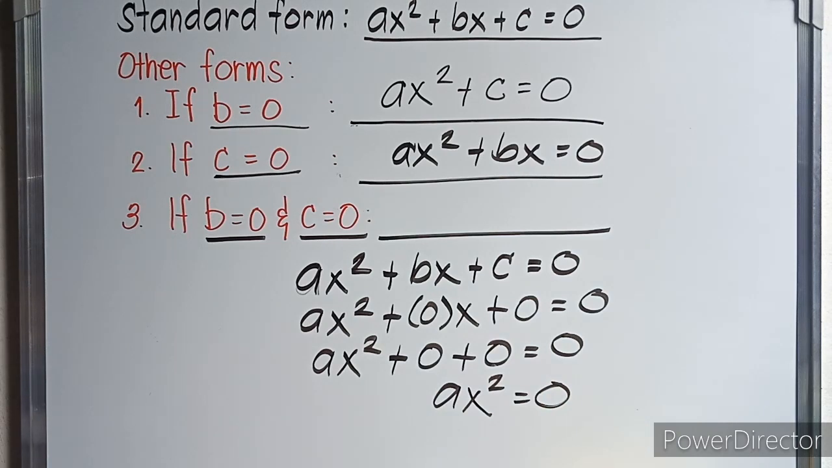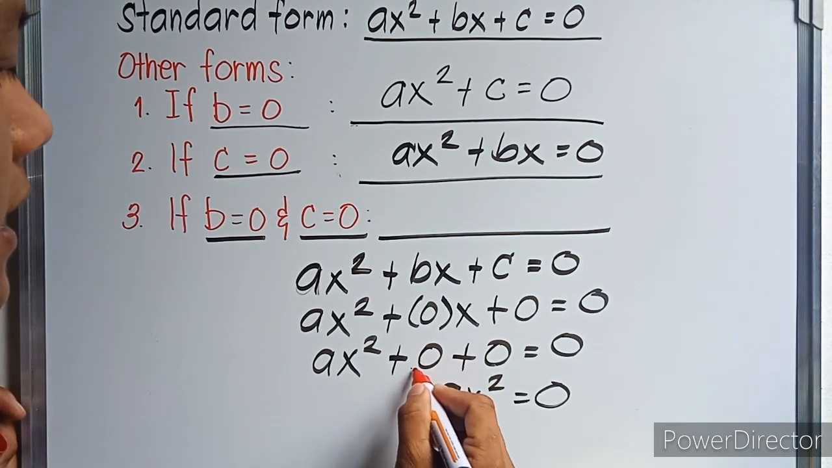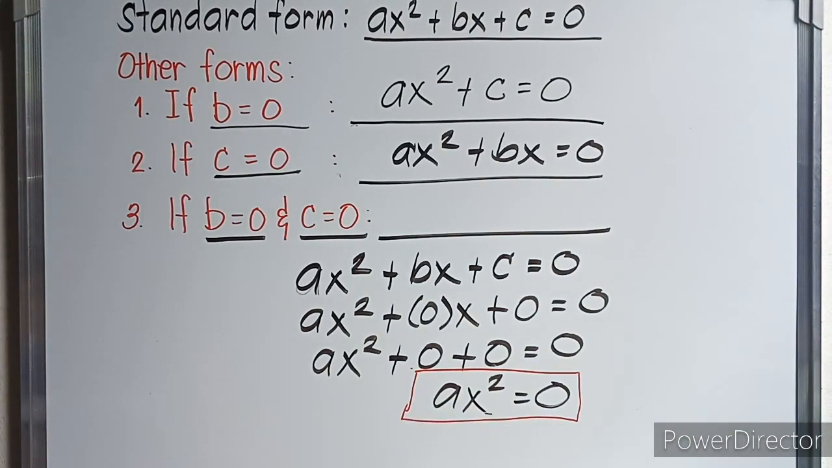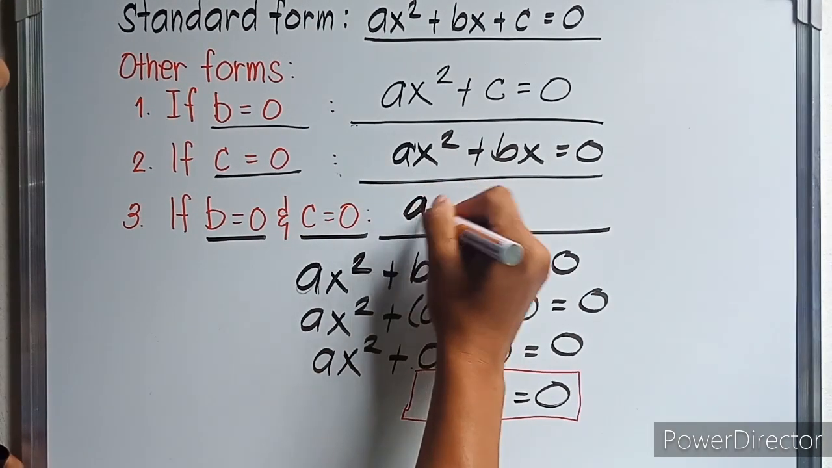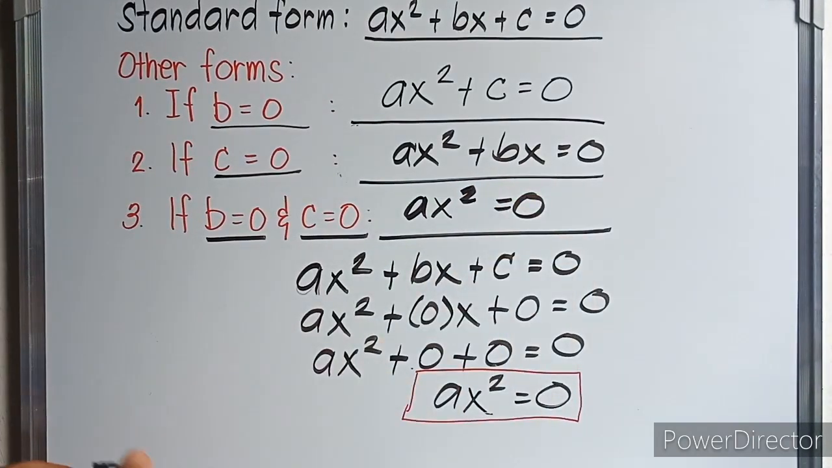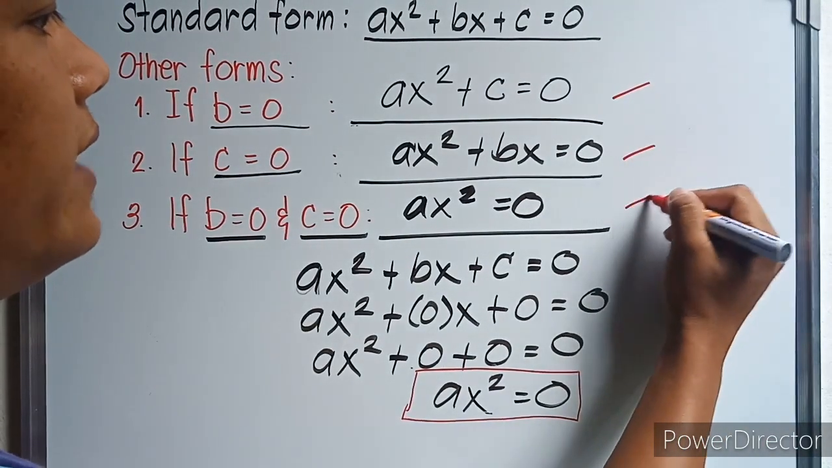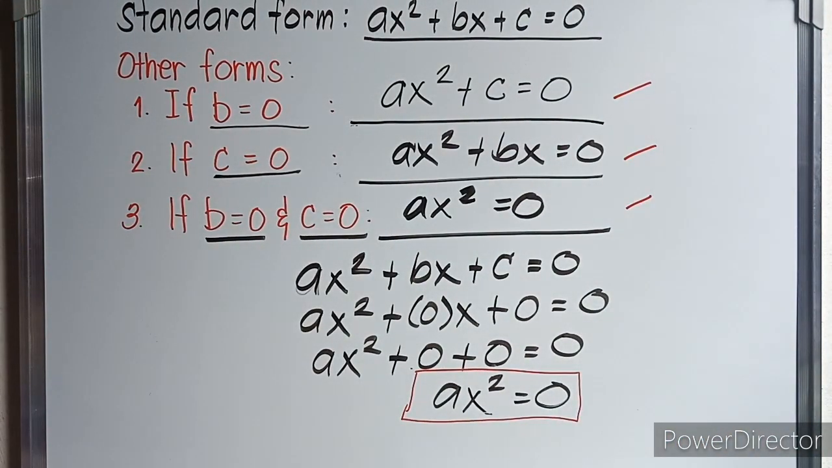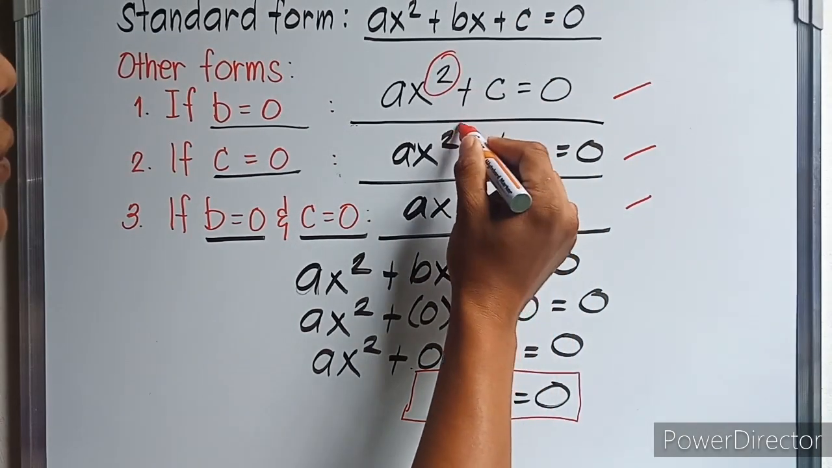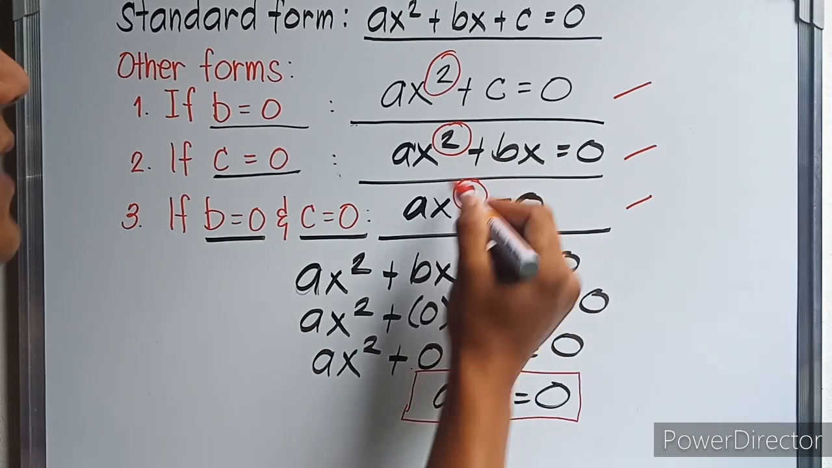So this will happen if our b and c are equal to 0. So we'll have ax squared equals 0. As you can see, these three are still quadratic equations because the highest exponent is 2. So we have ax squared.